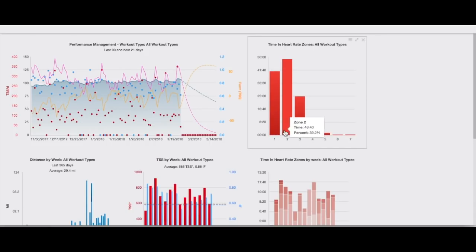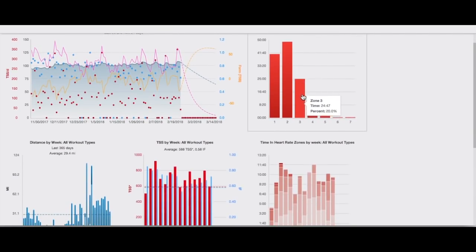Most of his time, so 40% of his time in zone 1, 48% of his time in zone 2. So zone 2 is his aerobic capacity, zone 1 is his recovery workouts. His training is pretty polarized right now, which means that he's doing a lot of really easy workouts and a lot of really hard workouts. These are those real long runs, and then these zone 3s and zone 4s and zone 5s as well are his sprints, the high intensity work that he's been doing.